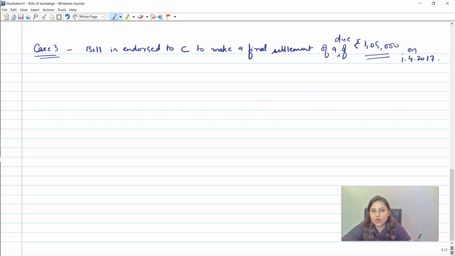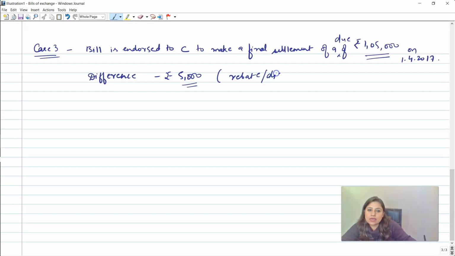However, the bill that is drawn is of rupees 1 lakh. So in that case, the difference, that is rupees 5,000, would be referred to as the rebate or the discount which has been received on settling the due that was of rupees 1,05,000. So thus, how will we account such endorsement in the books of accounts? Let us just start doing that.